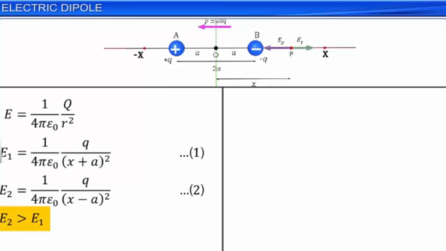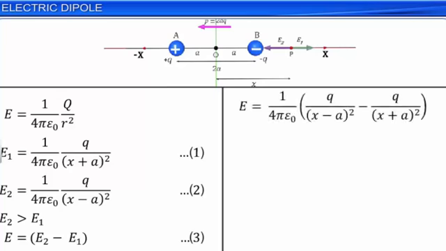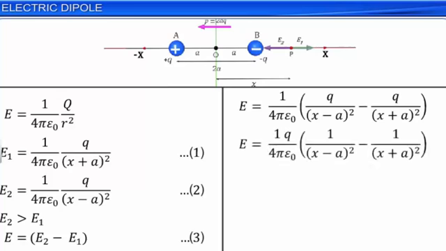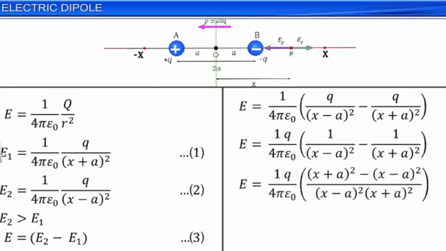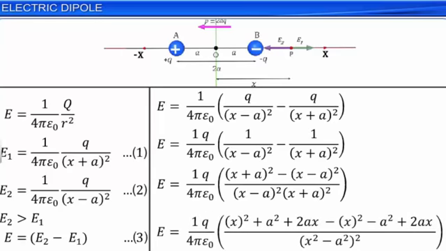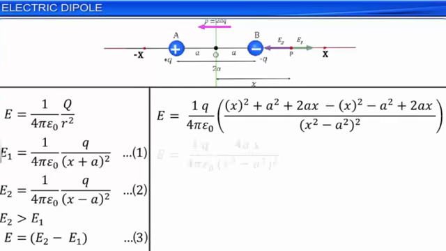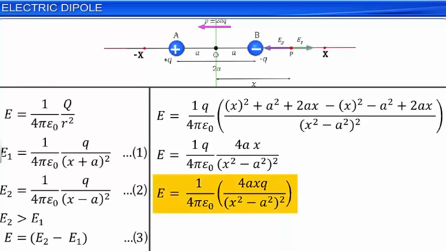Hence, the magnitude of the resultant electric field strength E at the point P is equal to E2 minus E1. Let this be equation 3. The direction of the resultant field strength at the point is in the direction of E2. Substituting the values of E2 and E1 and simplifying, we get the expression for the electric field strength E equal to 1 by 4 pi epsilon naught, 4aqx by (x squared minus a squared) whole squared. Let this be equation 4.